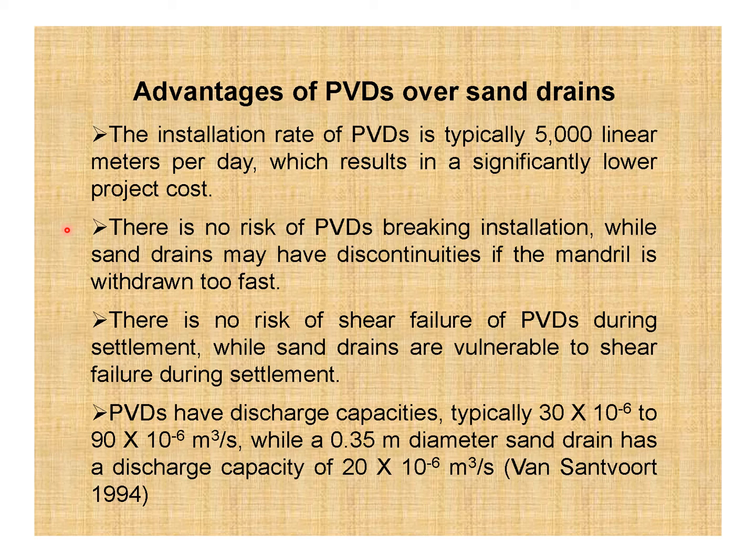There is no risk of PVDs breaking during installation, while sand drains may have discontinuities if the mandrel is withdrawn too fast. There is no risk of shear failure of PVDs during settlement, while sand drains are vulnerable to shear failure during settlement. PVDs have discharge capacities typically 30 × 10^-6 to 90 × 10^-6 cubic meter per second, while a 0.35 meter diameter sand drain has a discharge capacity of about 20 × 10^-6 cubic meter per second.